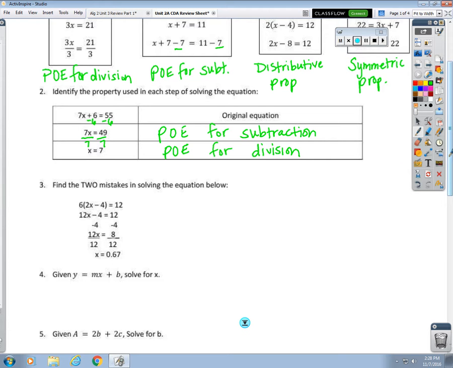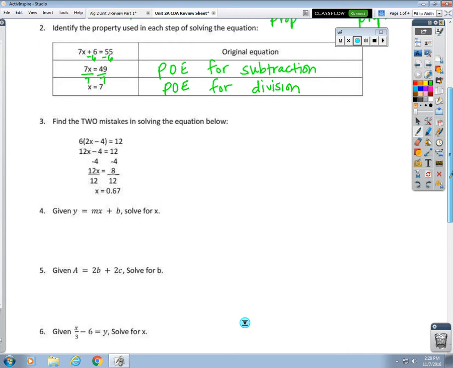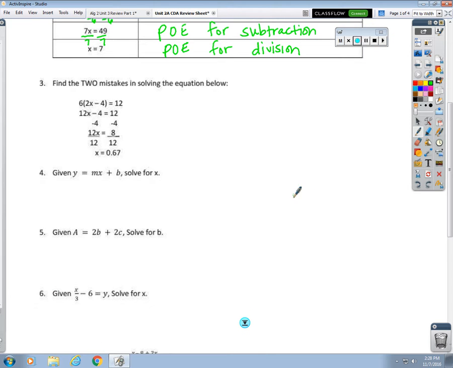Okay, number 3, they wanted you to circle 2 mistakes or find 2 mistakes. The first mistake you would have found is that they forgot to distribute the 6 to the negative 4. They did 6 times 2x to get 12x, but 6 times negative 4 should have been a negative 24 here, so that's the first mistake. Then, it was negative, so regardless of what number it was, shouldn't they have added it on both sides? So that's their second mistake. They did the inverse operations incorrectly.